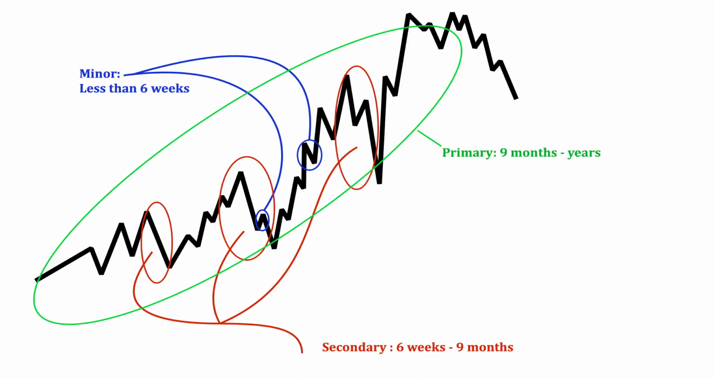They tend to be random at times or caused by brute force among institutions that are buying or selling large amounts for whatever reason. Think of secondary trends operating within a primary trend and a minor trend operating within a secondary trend. All right, that's it for this video.